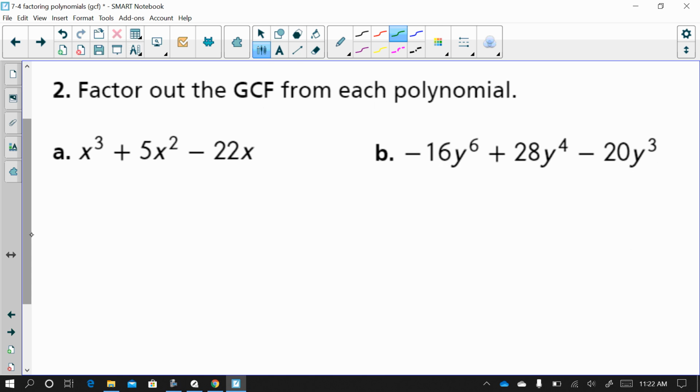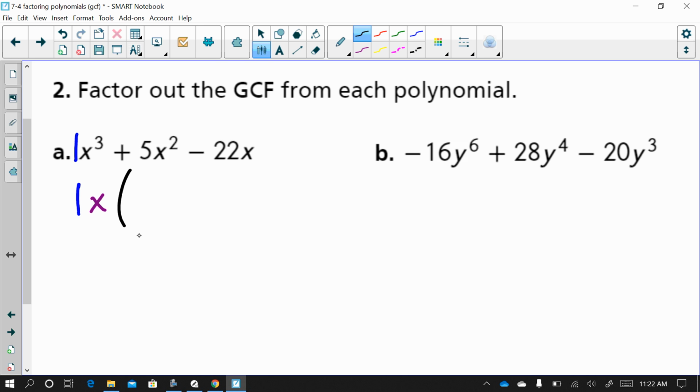Okay, letter A, x cubed plus 5x squared minus 22x. Remember, when you don't see a coefficient, it's always 1. So we need to find the biggest number that goes into 1, 5, and 22. Answer is just 1. Look at your x's. I have x cubed, x squared, and x. What do they have in common? Just plain old x.